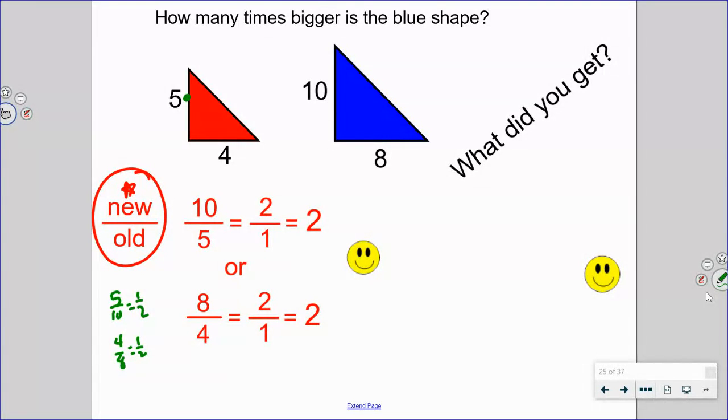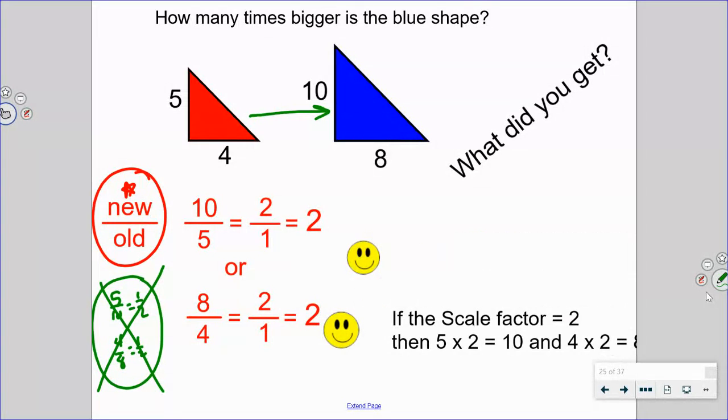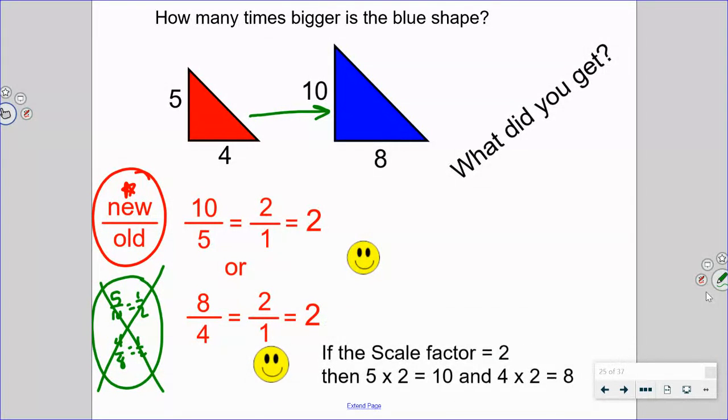But take a look at this. Is 5 times a half the same as 10? Or 4 times a half the same as 8? The answer is no. So even if you accidentally do the multiplicative inverse, you can say, well, wait a second. This blue new shape is getting enlarged, and therefore the scale factor must be greater than 1. So in this case, scale factor is 2. 5 times 2 is 10. And 4 times 2 is 8.